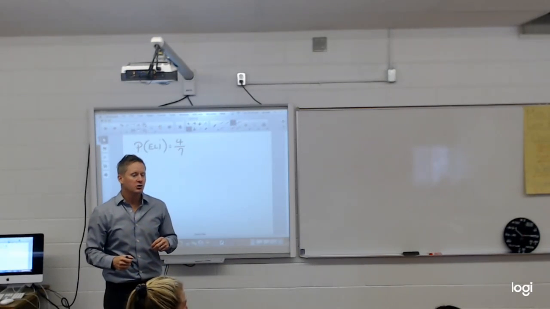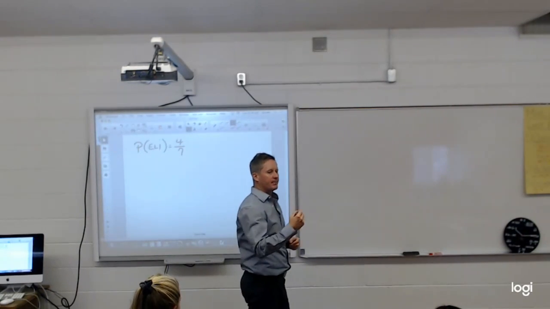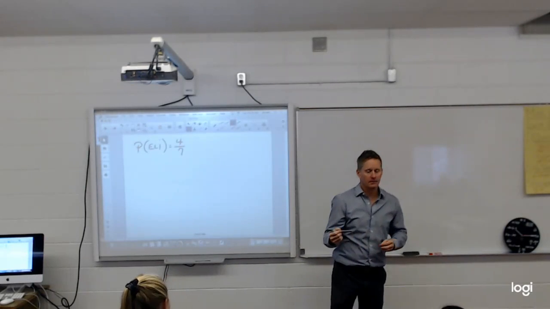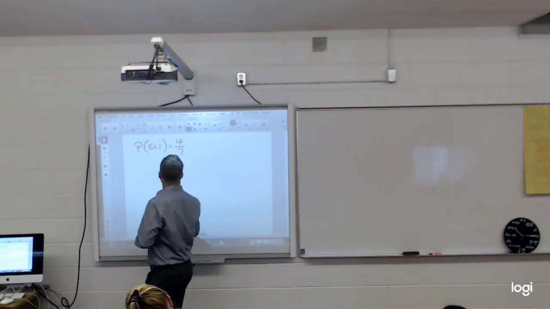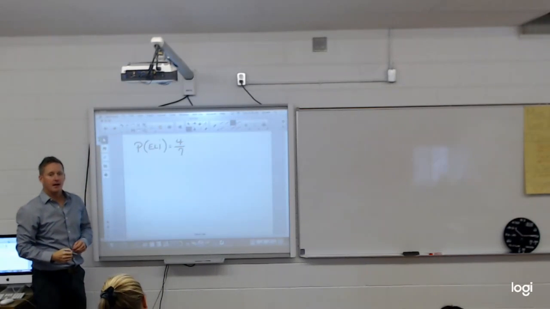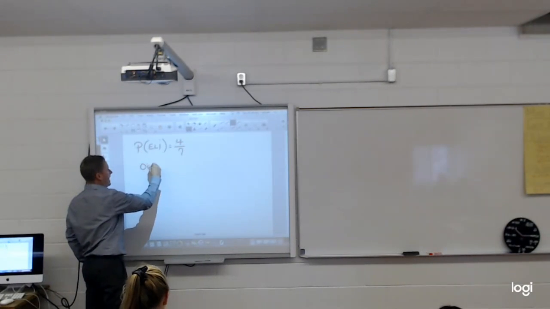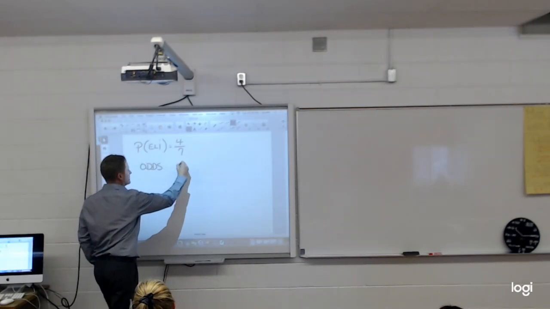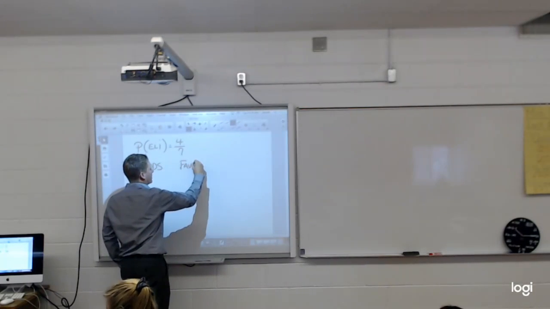Okay? So, what is the difference between probability and odds? All right? Probability is your favorable outcomes over your total outcomes. The odds of it happening is favorable outcomes.